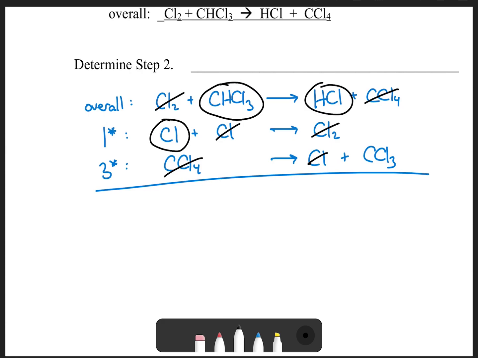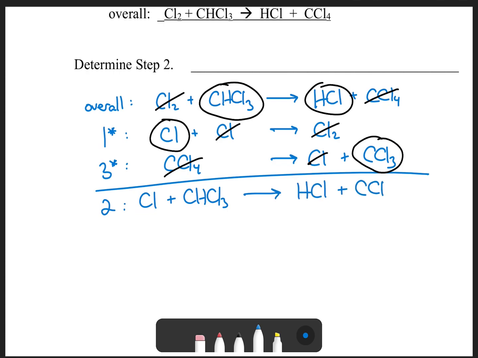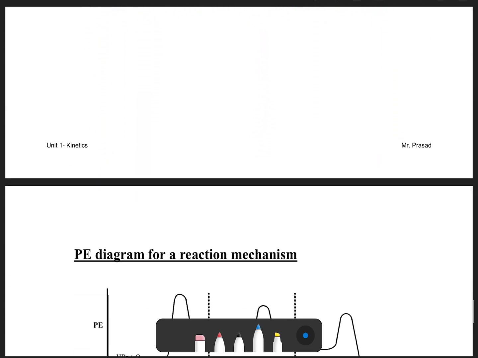So let's identify what's left over. And this would form step 2, which will be Cl plus CHCl3 to produce HCl and CCl3. So there is our missing step 2. Again, we're not asked in this question here, but we could go back and plug in the missing step 2 and then solve for intermediates and catalysts, if any are present, from this step 2 back into the above mechanism.